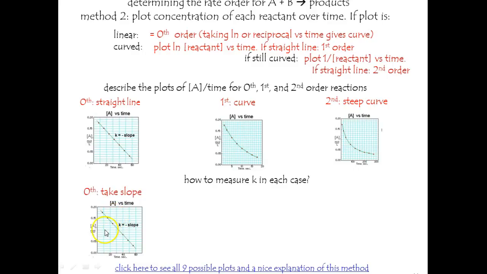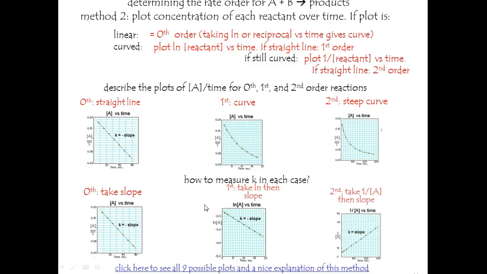Take the slope of the line to get the rate constant for zeroth order. Take the slope of the line of natural log versus time to get the rate constant for a first order. Take the slope of 1 over the concentration versus time to get the rate constant for a second order reaction. You also do this just to verify that it is a first order and second order reaction. And that's how we do that.